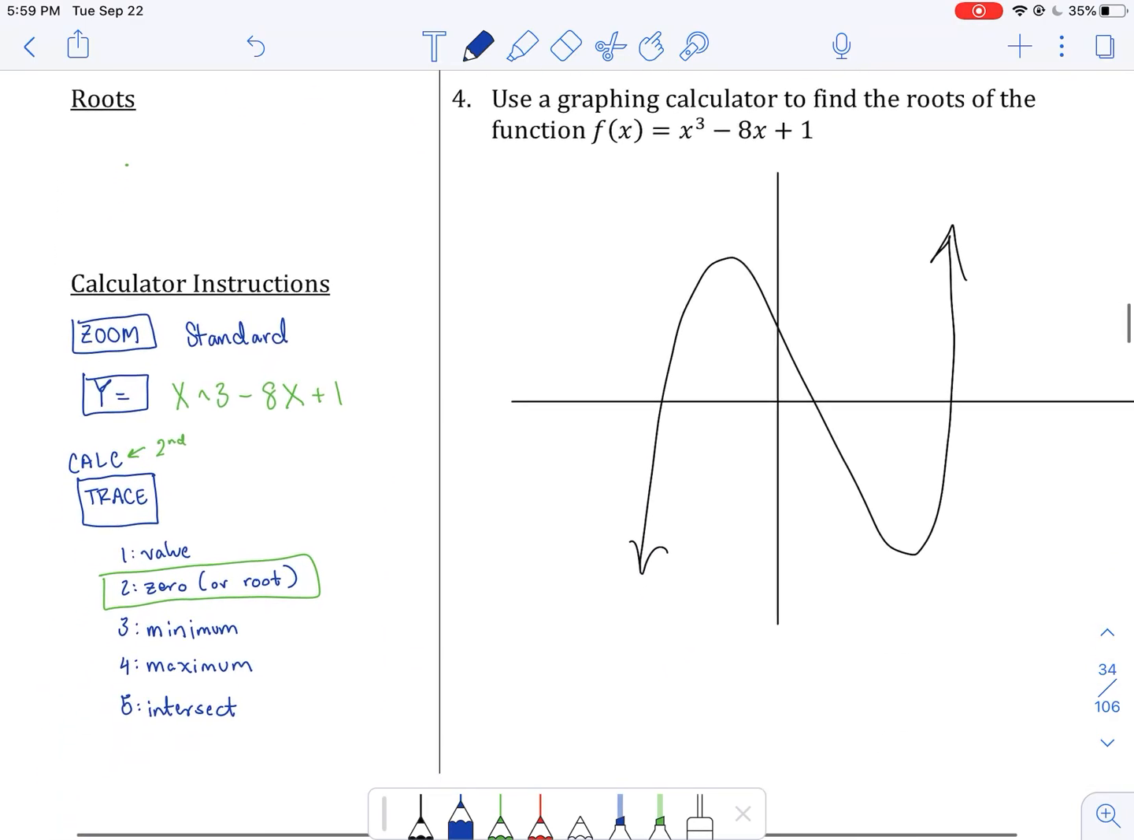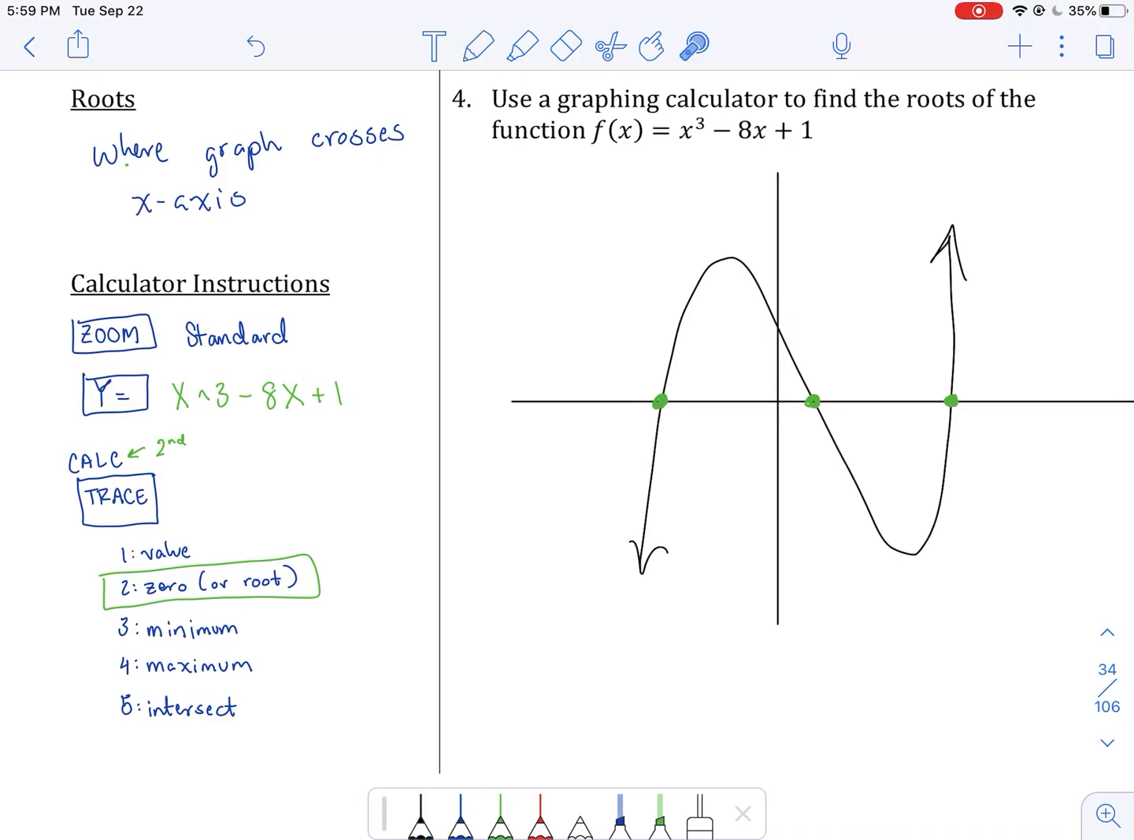Now your last thing that you're going to want to do is find the root of a function. Roots are where the graph crosses the x-axis. So in case of this graph here, x cubed minus 8x plus 1, the roots are these 3 points here. And you're going to go through the same steps as before. If you haven't already, graph it, check to make sure that your graph makes sense, and then go to second trace. And then instead of picking min or max, you're going to pick the 0 or the root. You're going to have to do this 3 times because there are 3 roots here.